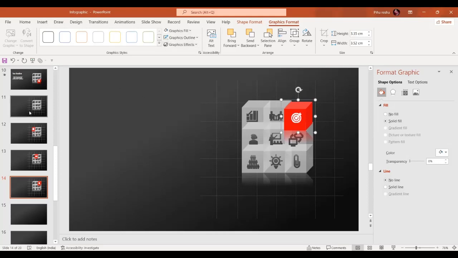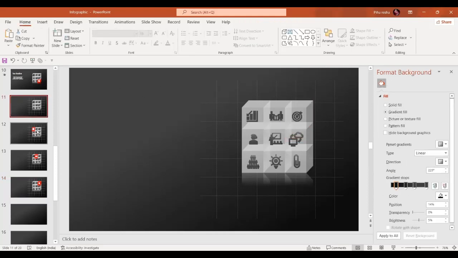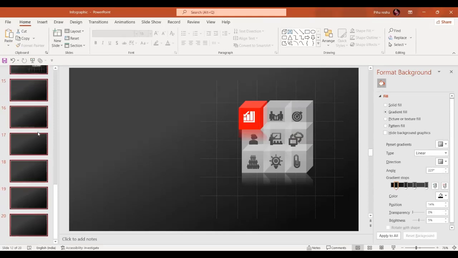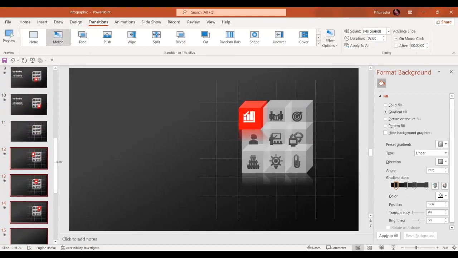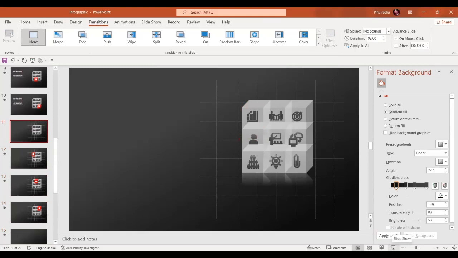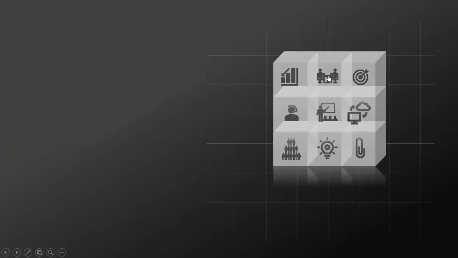Alright, so now for all these slides, we are going to give the morph transition. We'll go to the Transitions tab and choose Morph like this. Alright, so now I'm going to show you how it works. Let's start the preview from slide number 11. Okay, if I click on this, automatically... So on, you can give the transition effect for the other slides also.